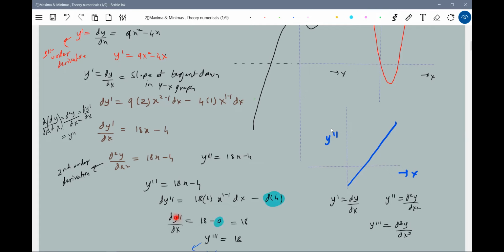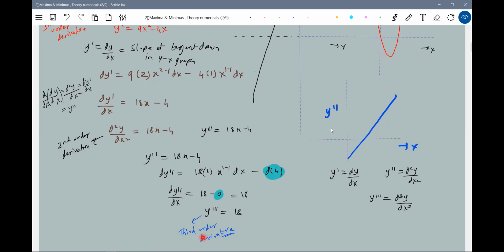Finally, what do we get? dy double dash equals 18, or we will write it as y triple dash. This will become the third order derivative. So therefore, what we can see now, this will become the first order derivative.